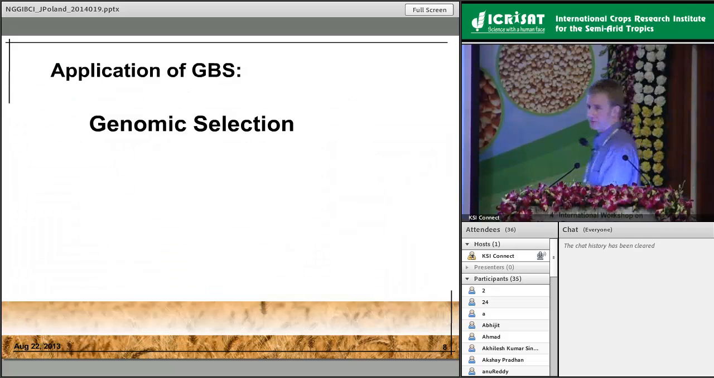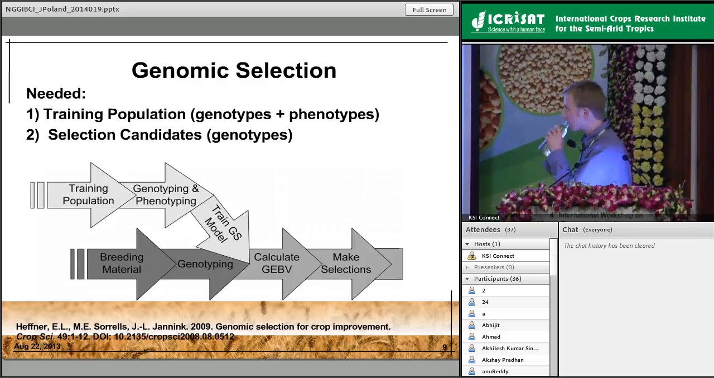Now I'm just going to go through a bunch of different applications of how we've been using GWAS. The first application we were mostly interested in was genomic selection, so I'll highlight some of that. The keys for genomic selection, which is probably familiar, are starting with a training population to train the model, which is then applied on selection candidates.